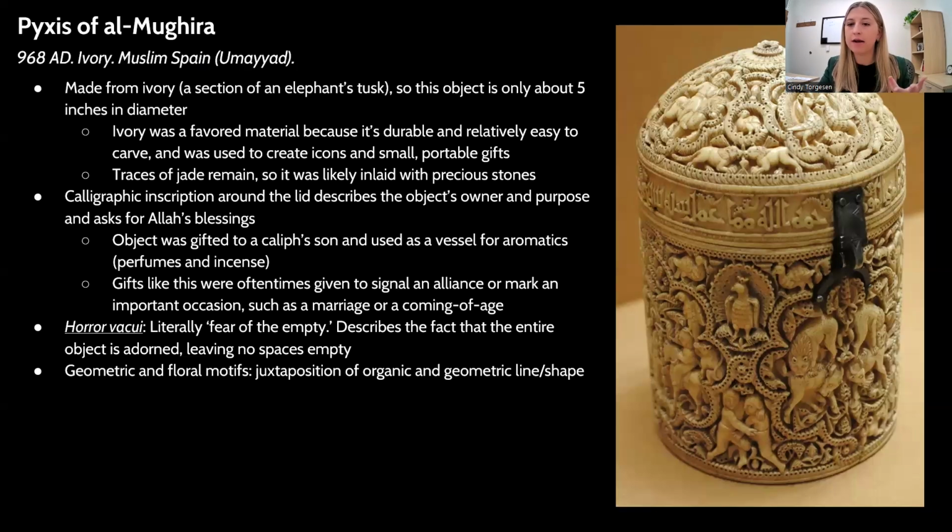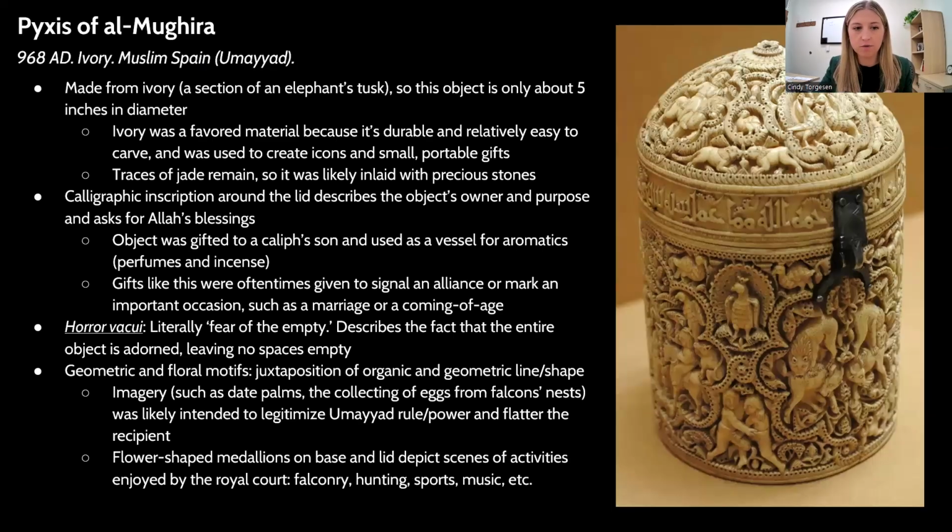But even though we do have figures and narrative and symbols here, we still see a lot of emphasis on design and geometric forms, inorganic and organic. And I mentioned the date palms and the eggs in the falcon's nest, which have symbolism that gives it this propagandistic quality, showing the superiority of the empire. We also have flower-shaped medallions on the base and lid that show activities that would have been popular in the royal courts, maybe specifically for Al-Mughira himself. Maybe these were his favorite things to do, which include falconry, hunting, sports, and music.